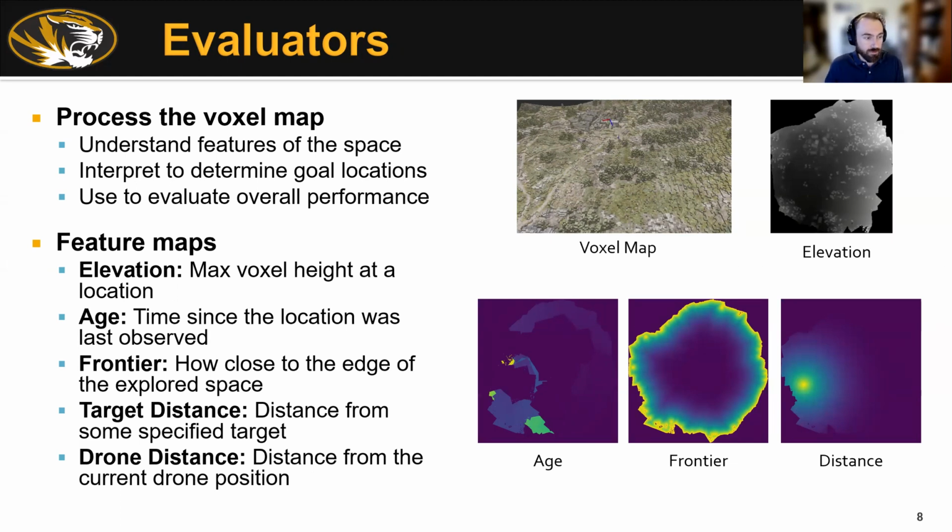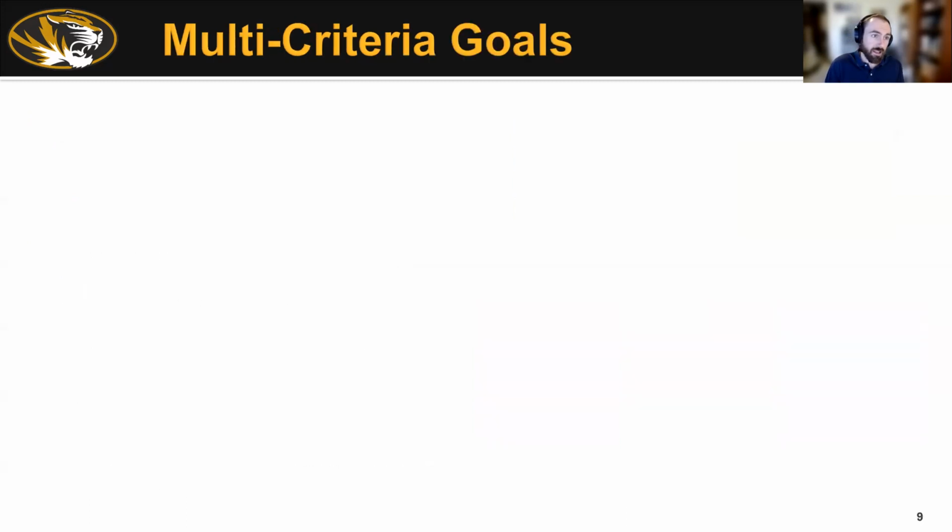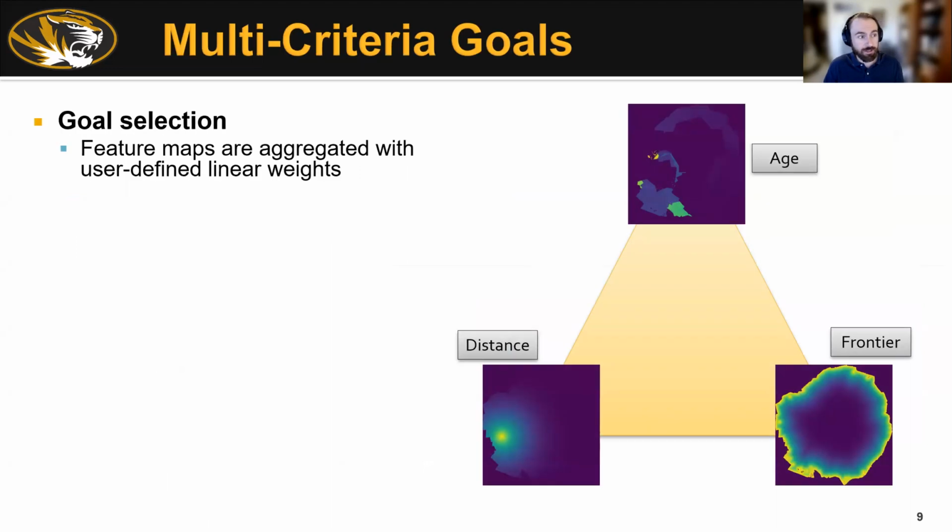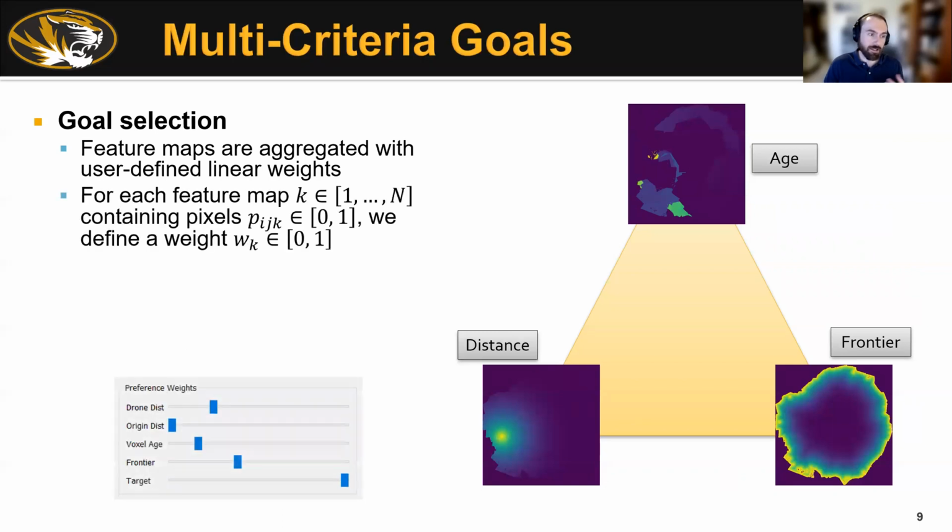We can also have basic measurements, such as how far away is a location from where I am now, the drone distance or a target distance. So if we have a target object in this scene that says, hey, this is an item or an object of interest, how far away is it? So these are all different ways that we can evaluate what we understand about the environment. And then we can take all of those observations and use them to select where we want to go, our goal. And so one way to do that is with linear weights.